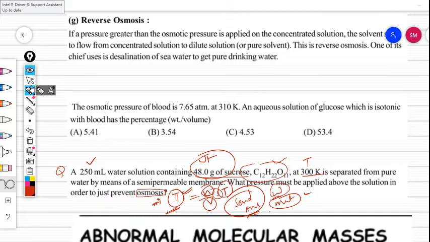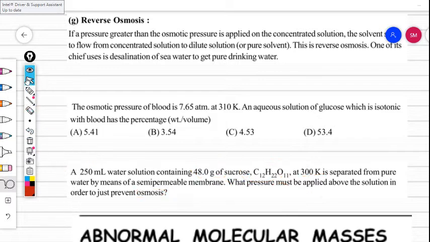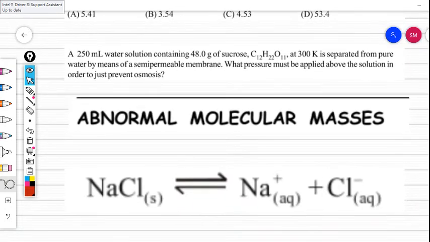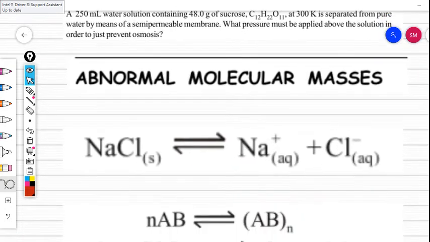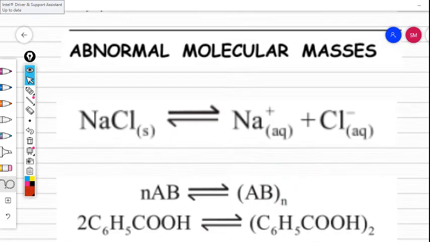Okay, next. So next important concept. This is the best part of colligative properties. So far we have discussed the colligative properties, but what are the consequences that are happening with the colligative properties we will see now. First, a consequence from the colligative property is abnormal molecular weights.